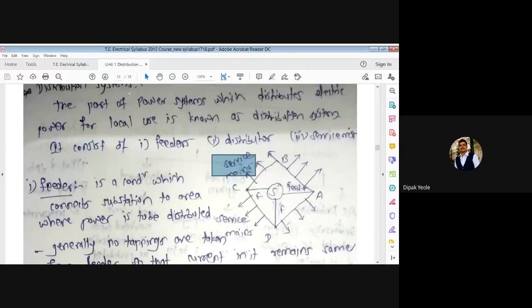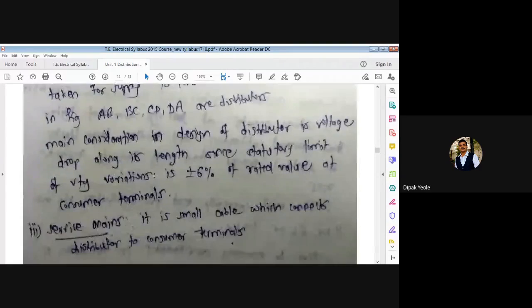So there might be a question for you. Following are the components of the distribution system. Option 1, feeder. Option 2, distributor. Option 3, service mains. And option 4, all of the above. So the answer is all of the above. These 3 components are needed for forming the distribution system. Yes. So this is related to this page.